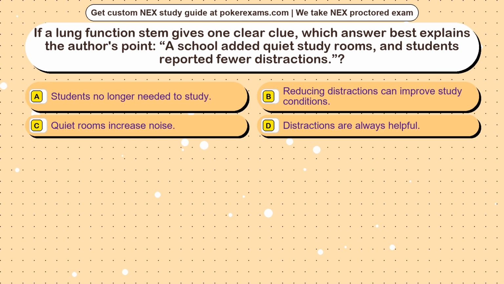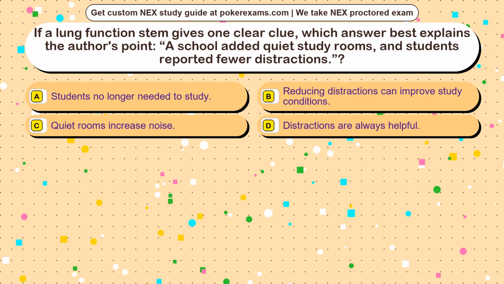Question 4. If a lung function stem gives one clear clue, which answer best explains the author's point? A school added quiet study rooms, and students reported fewer distractions. Option A, students no longer needed to study. Option B, reducing distractions can improve study conditions. Option C, quiet rooms increase noise. Option D, distractions are always helpful.